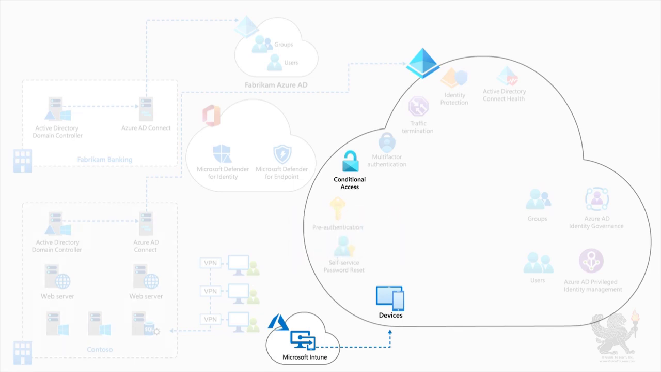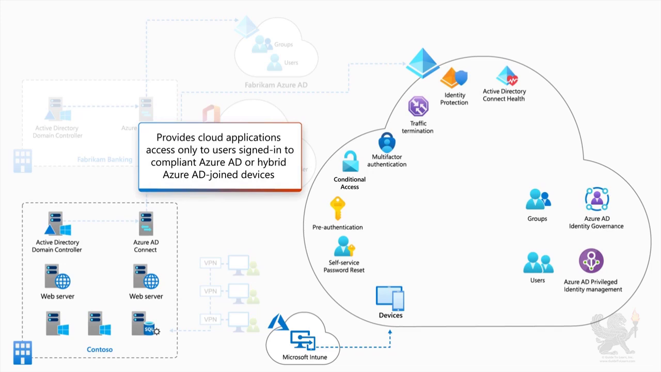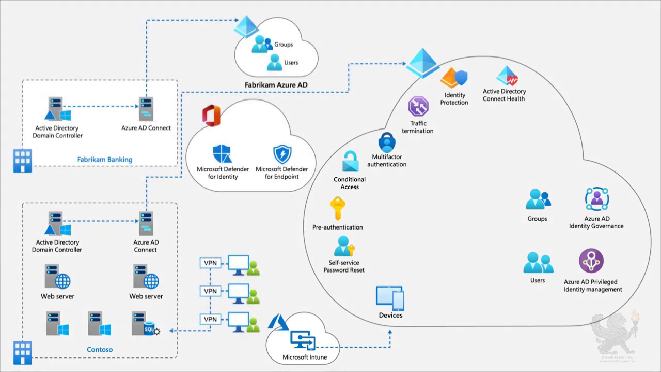For example, SecL will be able to allow cloud applications access only to users signed in to compliant Azure AD or hybrid Azure AD Join devices. Device compliance is to be determined by Intune policies controlled by the InfoSec team. In preparation for transitioning some of on-premises web applications to Azure AD, SecL implements Microsoft Defender for Cloud Apps.